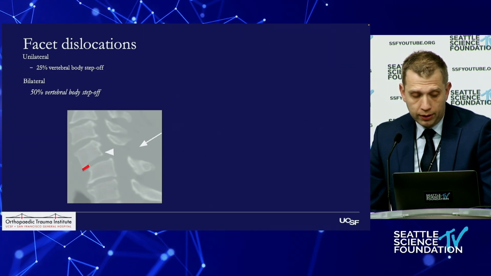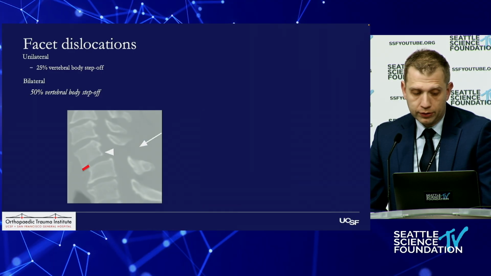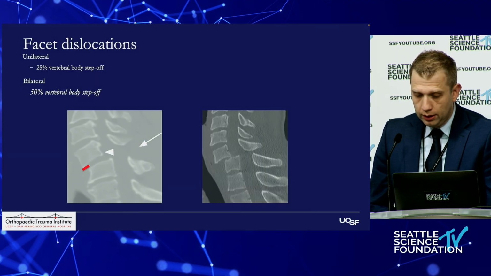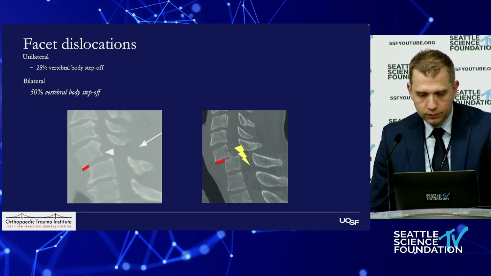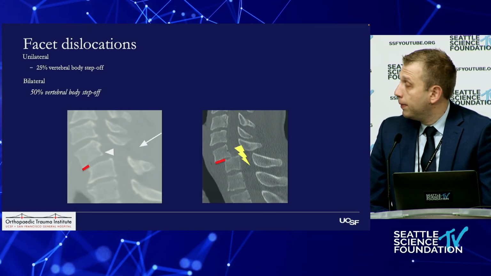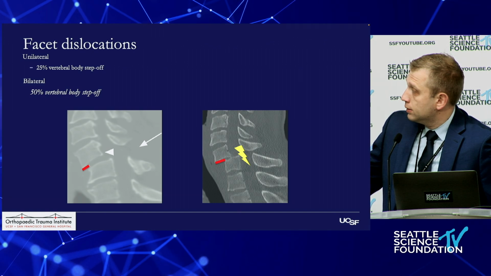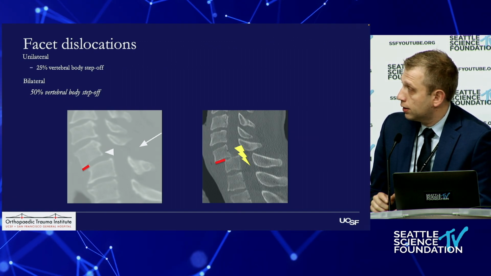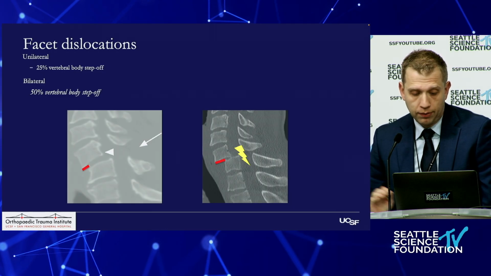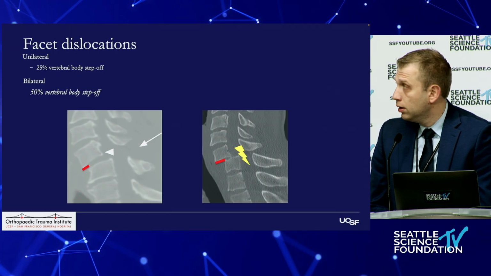And then in the bilateral situation, you have about a 50% vertebral body step off, as you can see in the diagram over here. And then in that case, what happens is the cord gets stuck in between the vertebral bodies, and kind of like a cigar cutter gets pinched between the lamina and the vertebral body.